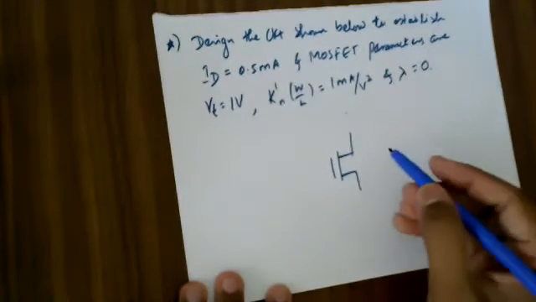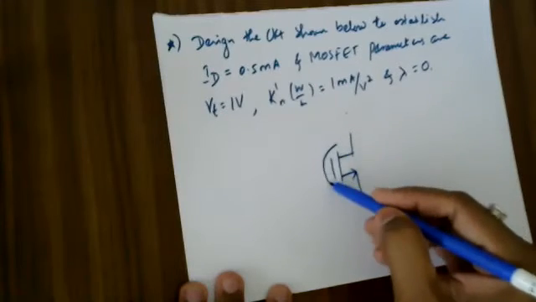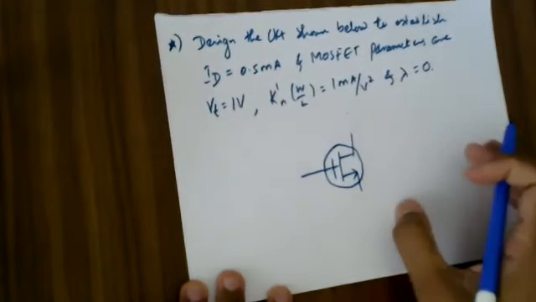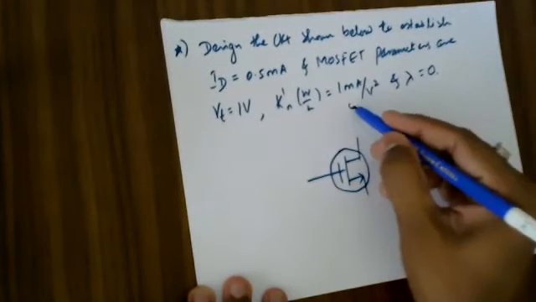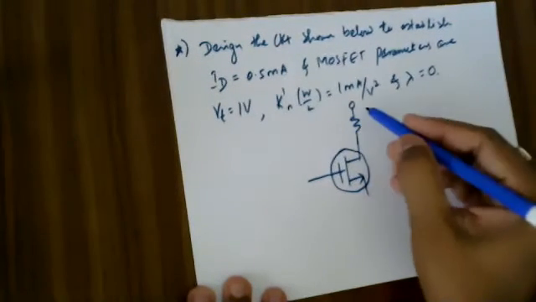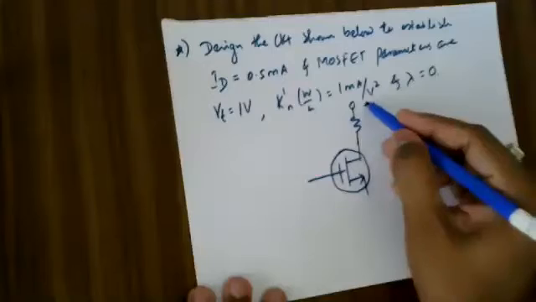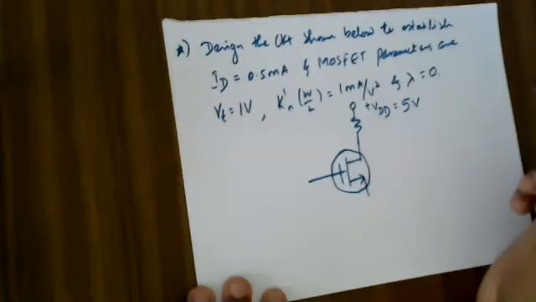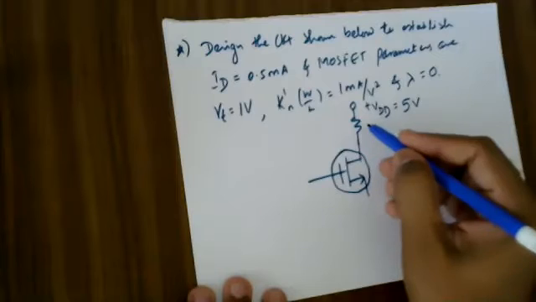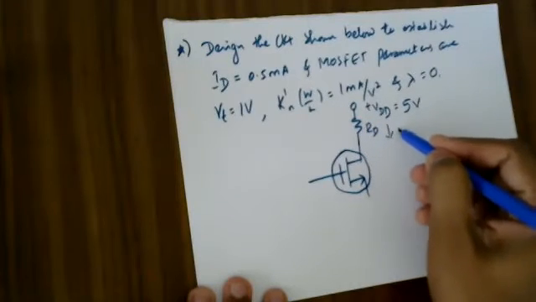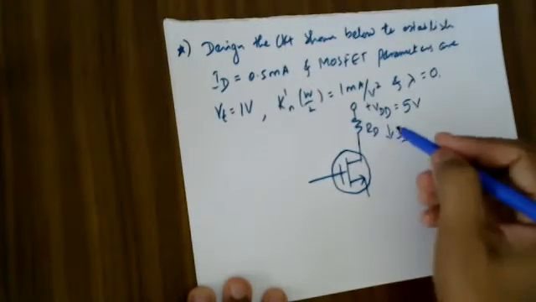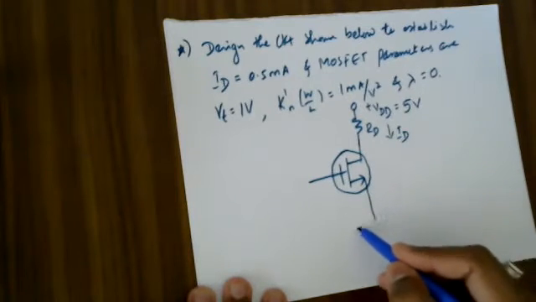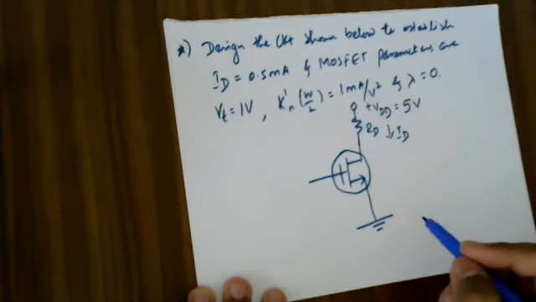Okay, current direction. This is drain, gate, and the source. So single polarity supply, this plus VDD, which is equal to 5 volts. What he has suggested to us: this resistance is RD. The current that flows over here is ID. It's the direction of current flow, and the source terminal is grounded.